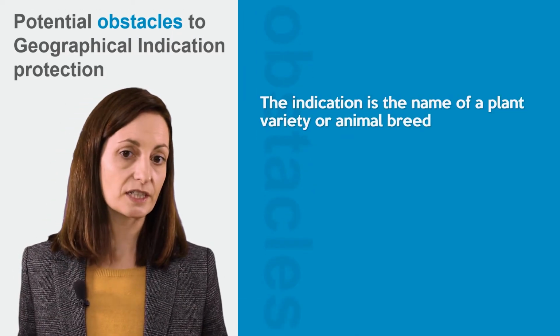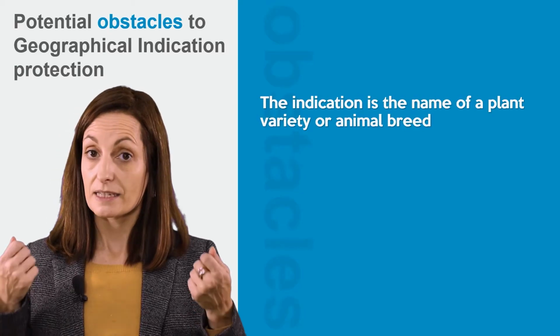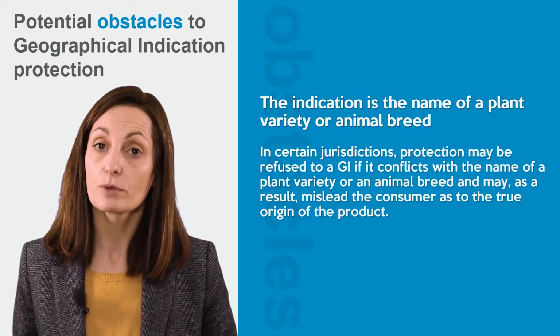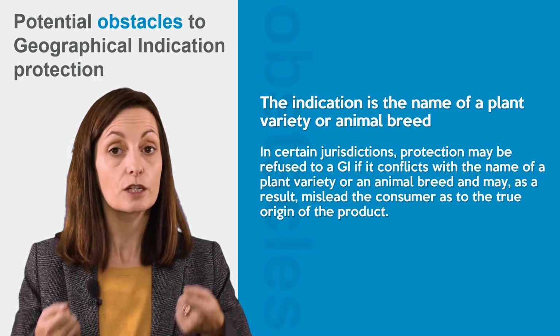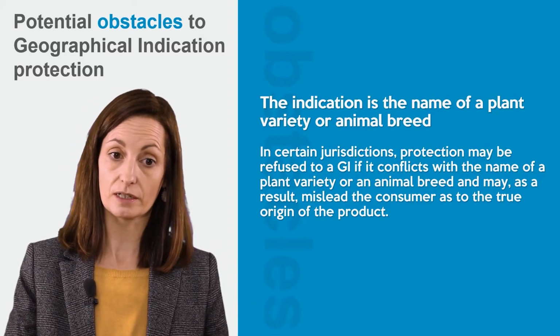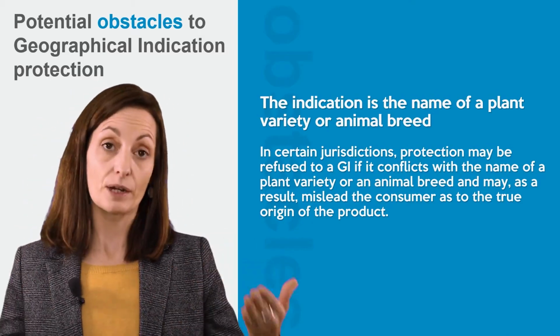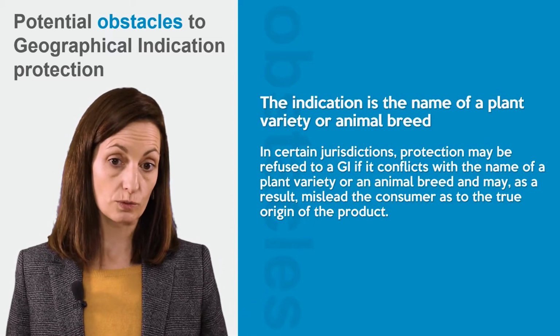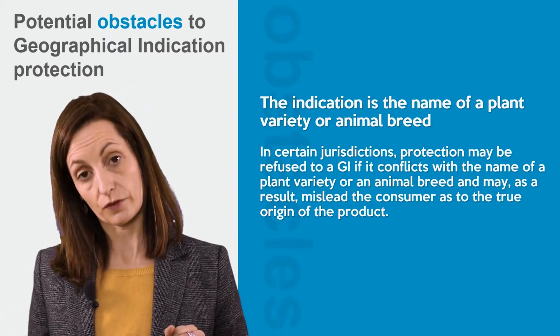Name of plant variety or animal breed. In certain countries, protection may be refused to a GI if it conflicts with the name of a plant variety or an animal breed, and may, as a result, mislead the consumer as to the true origin of the product.